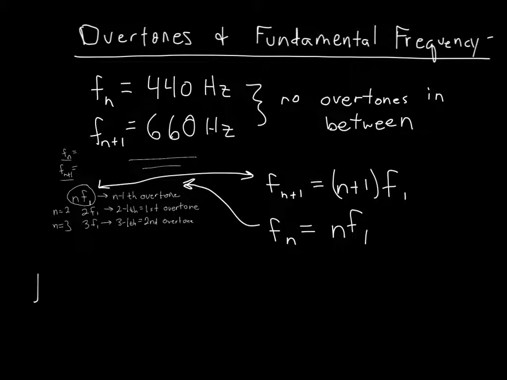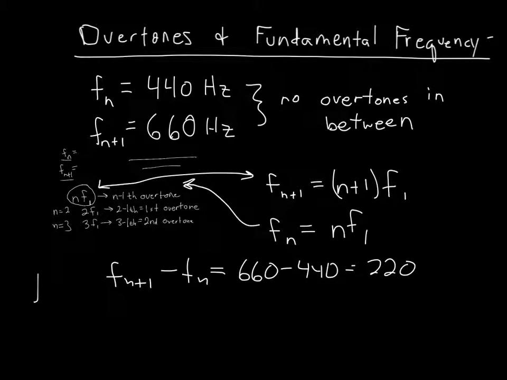And I can do some stuff with this. I can figure out the difference of these. These are just two numbers, so I can subtract them. I can do f sub n plus 1 minus f sub n. That would be equal to 660 minus 440. And that's going to give me a value of 220. Well, how does that help me?